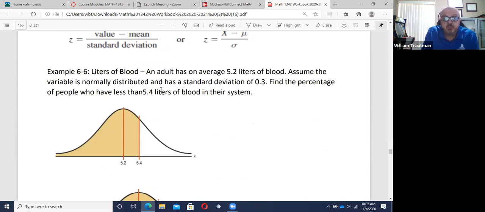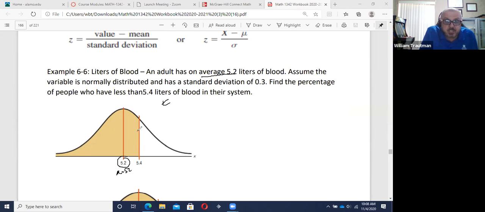So here, liters of blood, an adult has an average of 5.2 liters in their system. Do you see? This is the average. This is the mean. Their mean is 5.2. Assume the variable is normally distributed. This is a normal distribution curve and a standard deviation of 0.3. Find the percent of people who have less than 5.4 liters of blood.